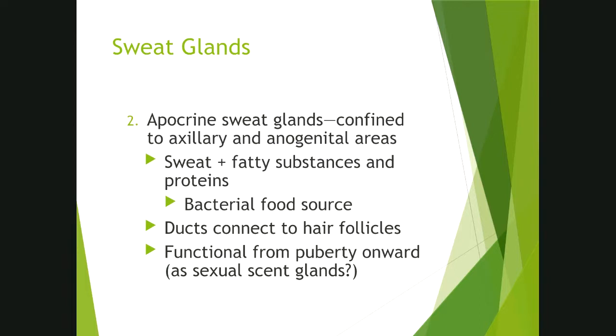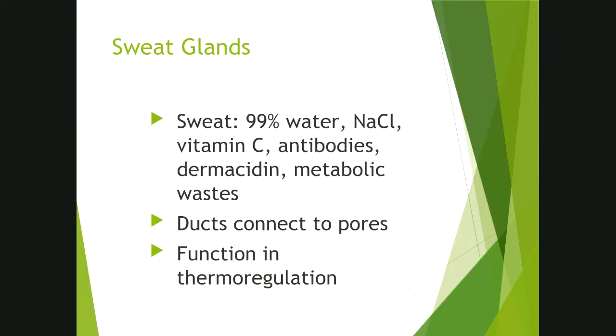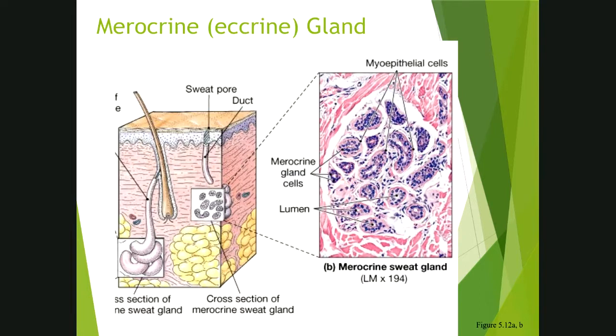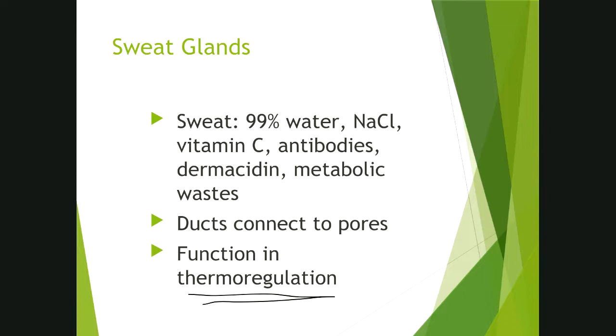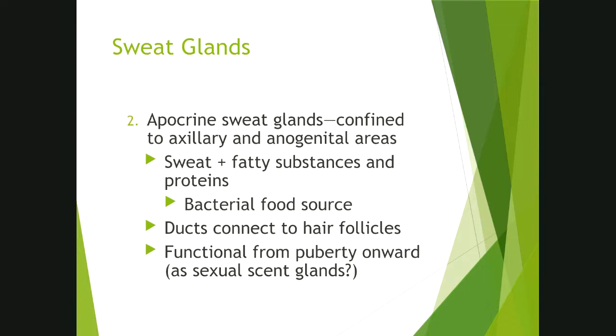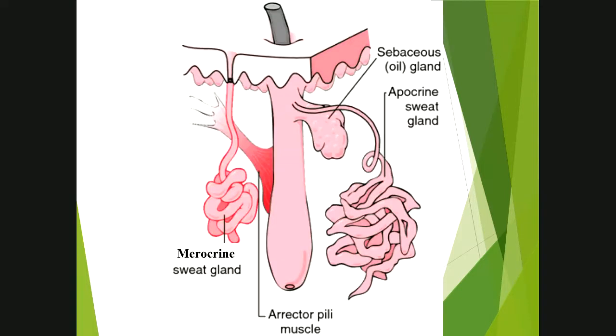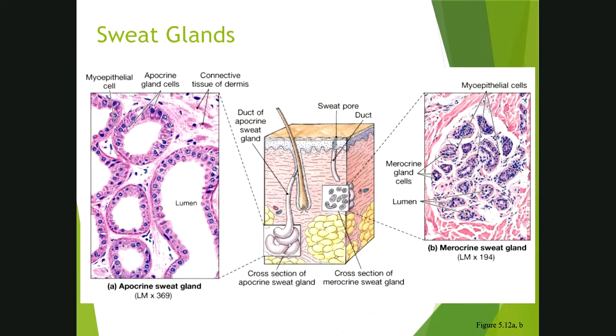Well, here's another difference. Remember, merocrine sweat glands start functioning at birth, and they're all about thermoregulation. But apocrine sweat glands start functioning when you hit puberty. And remember, they are going to secrete this product which has cell parts in it, and so we're going to have smelly sweat.